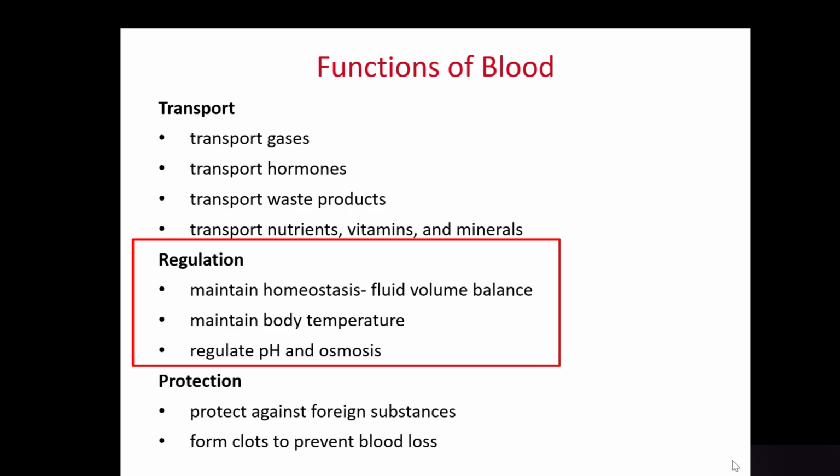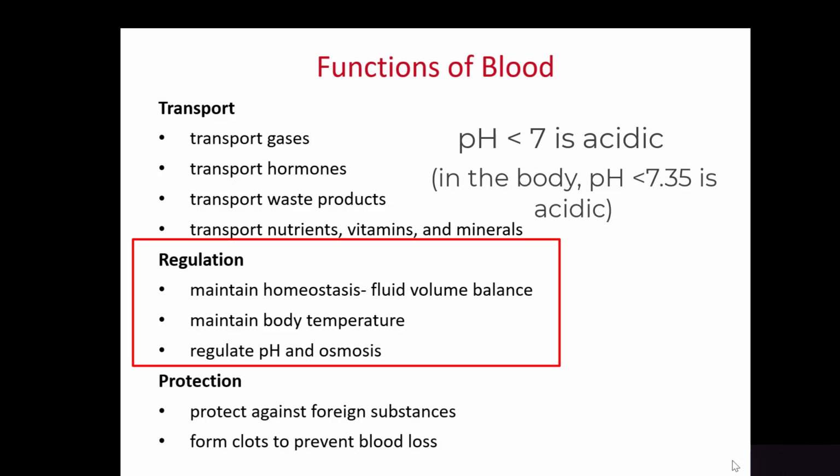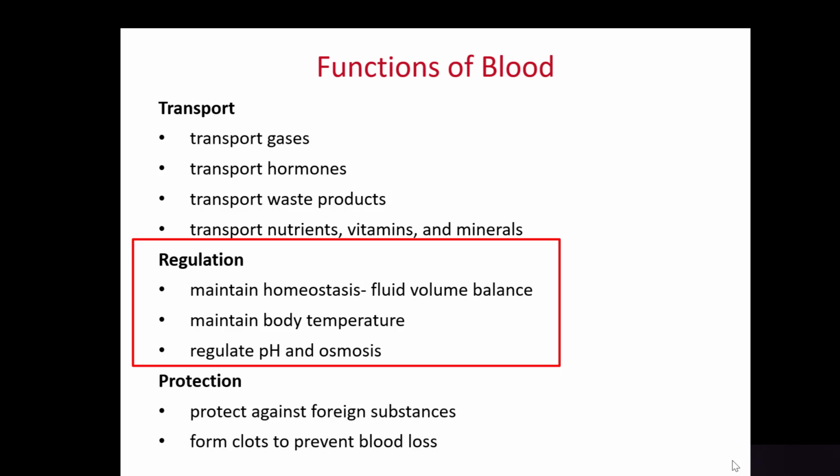On a pH scale, anything below 7 is considered acidic, but in the body, a pH below 7.35 is considered acidic. And the blood does not like to be acidic at all, so the body has a buffer system to maintain the correct pH, and these buffers include things like bicarbonate and phosphate.